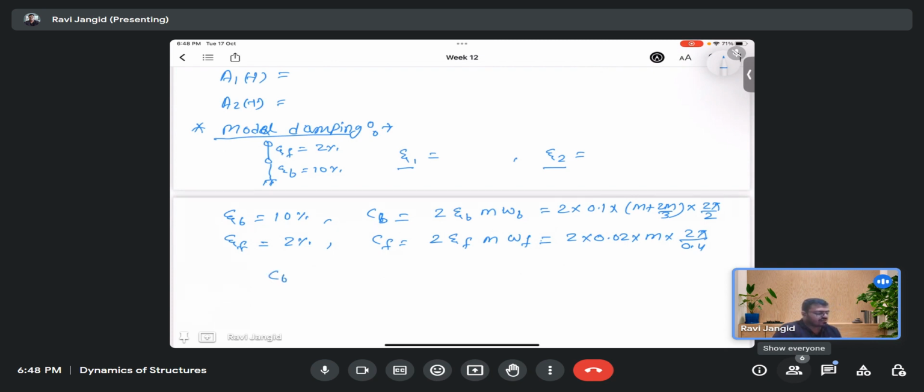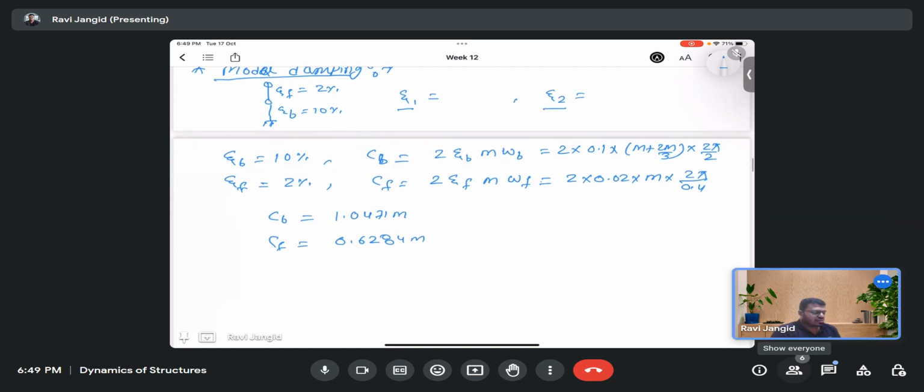So can you give me C_b and C_f now? Can you give me C_f and C_b? C_b is 1.0471 M and C_f is 0.628 M. Okay, C_f and C_b. So what is my damping matrix C?